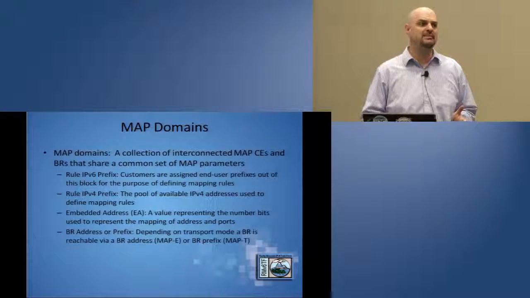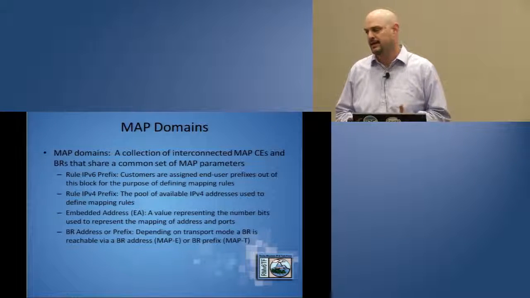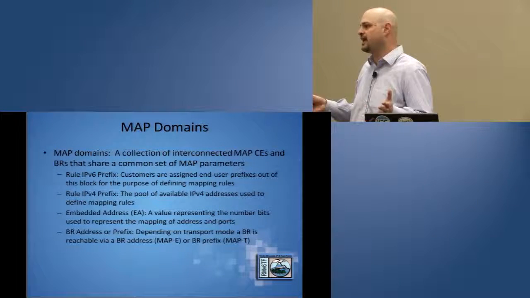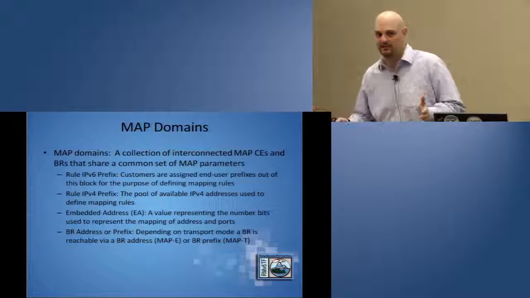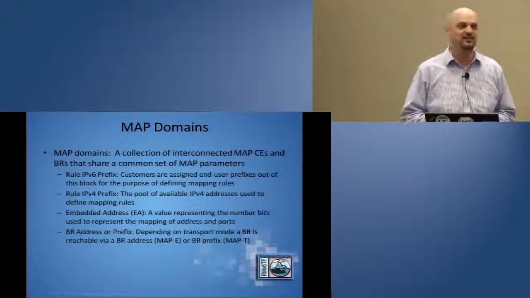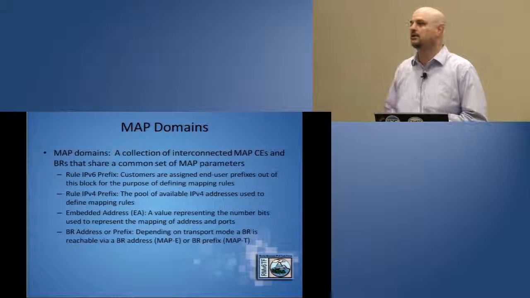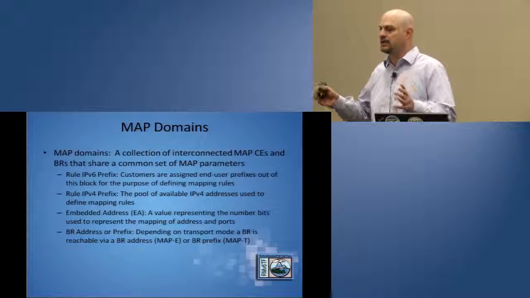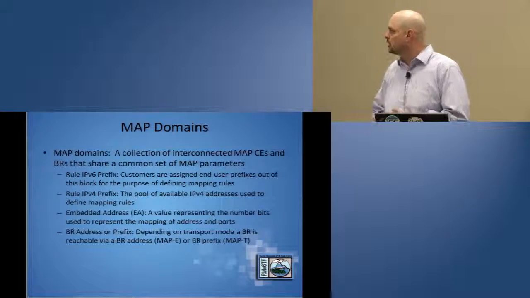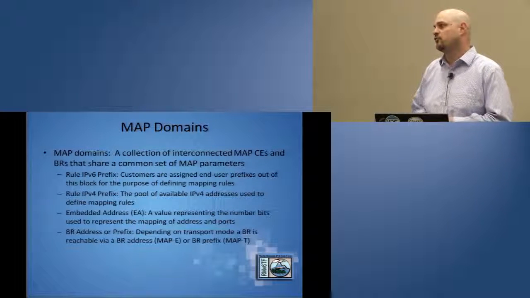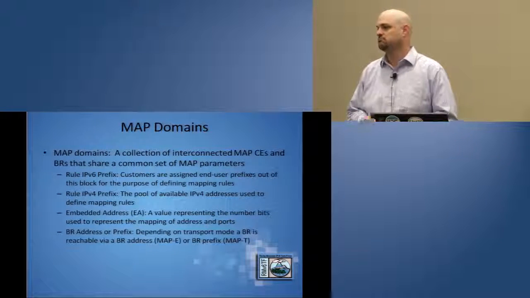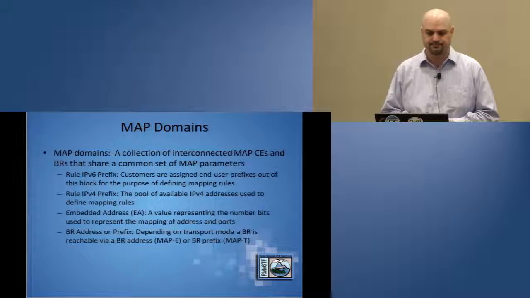Then you have your rule IPv4 prefix. And this prefix, think of it as your NAT pool. Those of you who have configured firewalls and do overload or one-to-one, and you have to allocate a NAT pool, the rule IPv4 prefix for a particular MAP domain is your NAT pool.